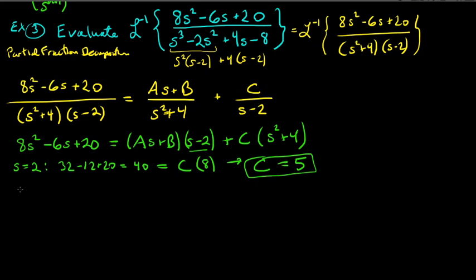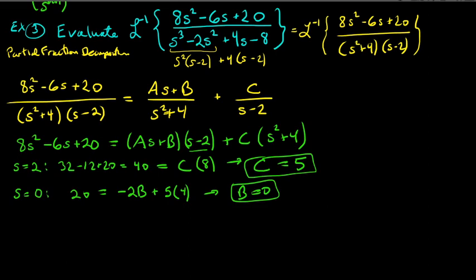And now just pick some other number for s. 0 works pretty well. So if s is 0, then the left side is just 20. And the right side is 0 plus B times negative 2. So you get negative 2B plus C, which remember is 5, times 0 plus 4 is 4. So, oh, I think we get 20 on both sides. So negative 2B equals 0, which means B is just 0.